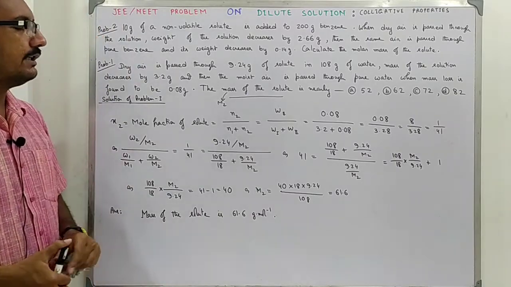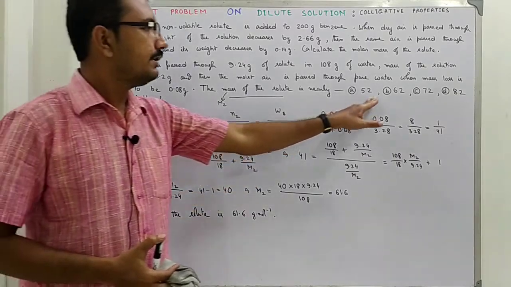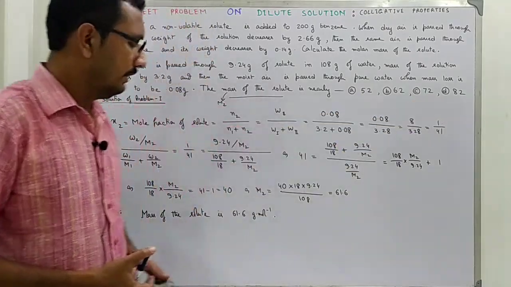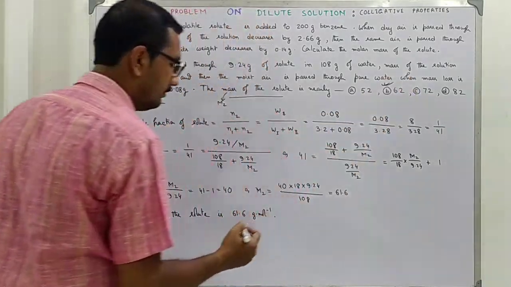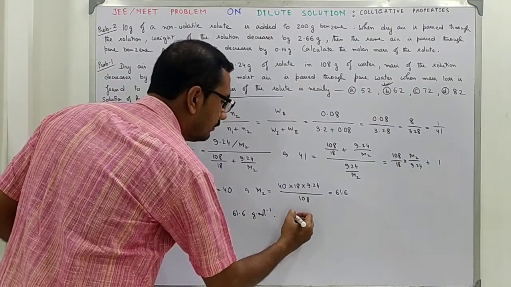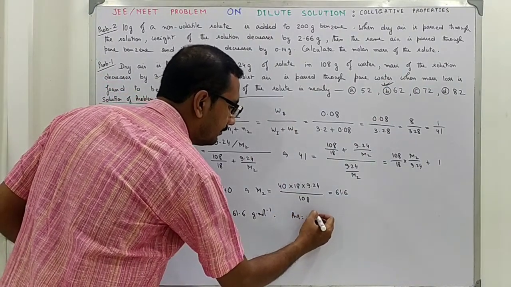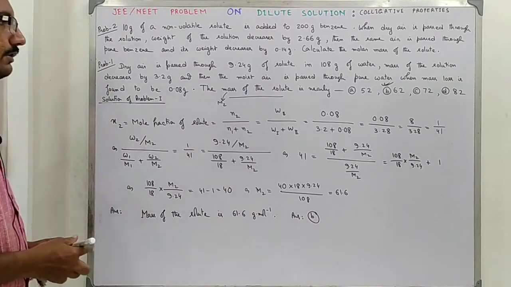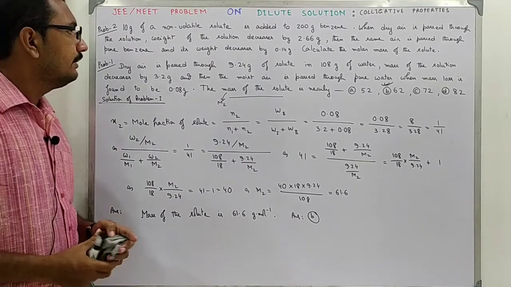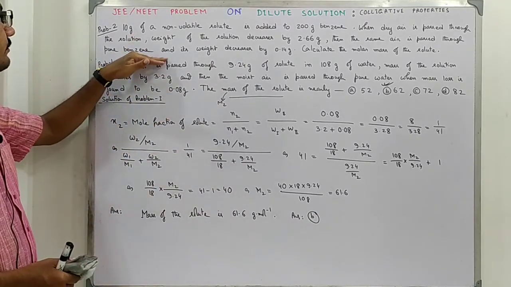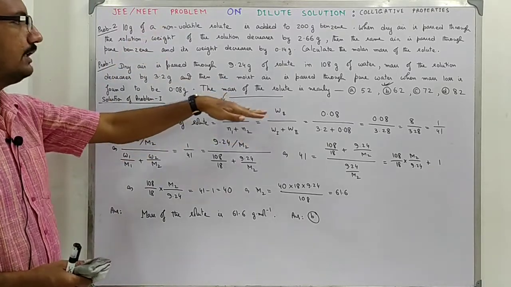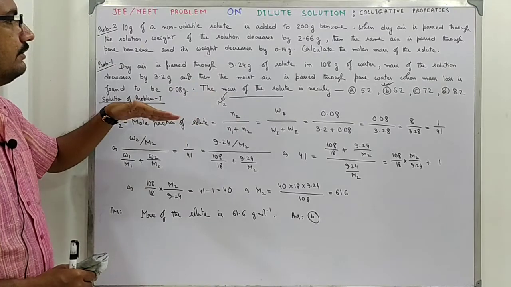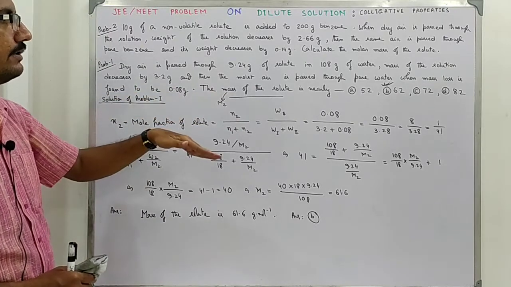Now 4 options are given: 52, 62, 72, 82. So the nearest possible is this one. So the answer is option B. Okay. Now this problem 2 is exactly an equivalent problem, just the solvent is replaced.